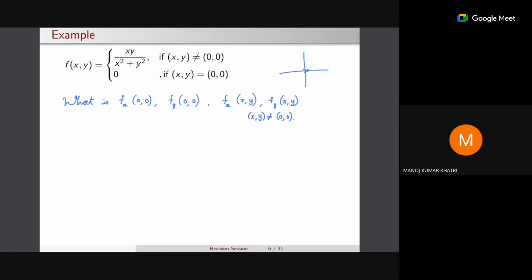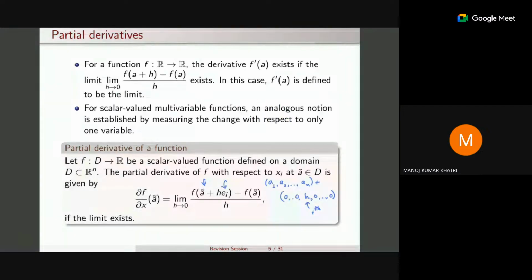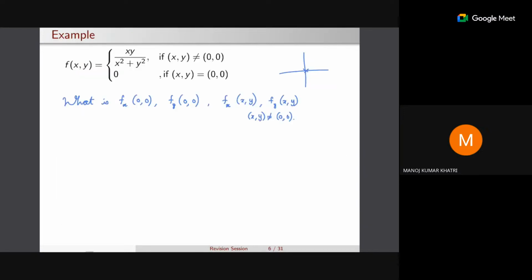Now, what do we do? We try to compute the limit of that expression. What was that expression? For fx, remember that this is also a notation. This has to be xi, that's a typo, and this would be written as f_xi of a tilde. f_xi of a tilde means the partial derivative of f in the direction of xi, or in the coordinate xi, at the point a tilde. So here you have the direction to be the x direction, and the point to be 0, 0.